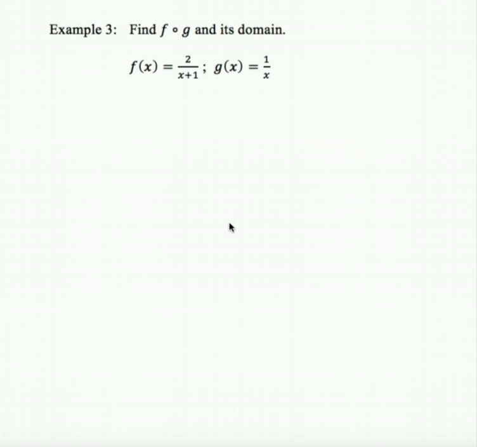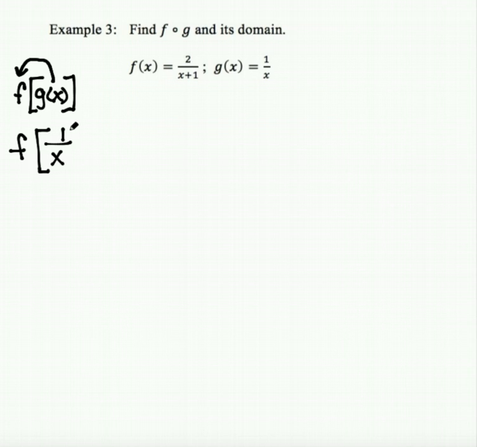Example 3. Find f of g and its domain. So let's find f of g first. And again, I like to write it like this, f of g of x, which tells me that I'm going to take my g function, g of x, and plug it in to f. So I'm going to write that as f of 1 over x, because that's what g of x is equal to. So again, that's telling me to plug 1 over x into the f function. So let's go ahead and do that.